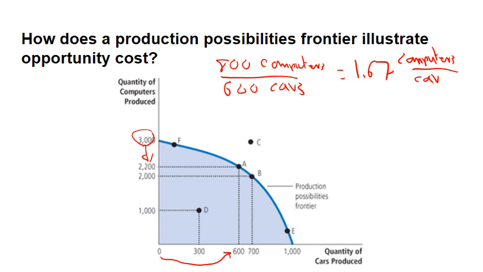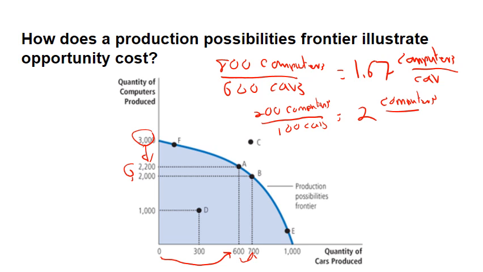Now, what happens when the number of cars goes from 600 to 700? Well, now the number of computers goes from 2,200 down to 2,000. So now we give up 200 computers to obtain 100 cars. So the ratio is 2 computers per car.